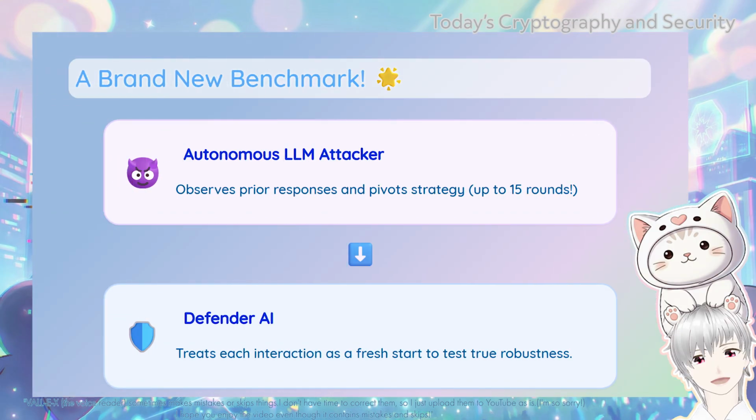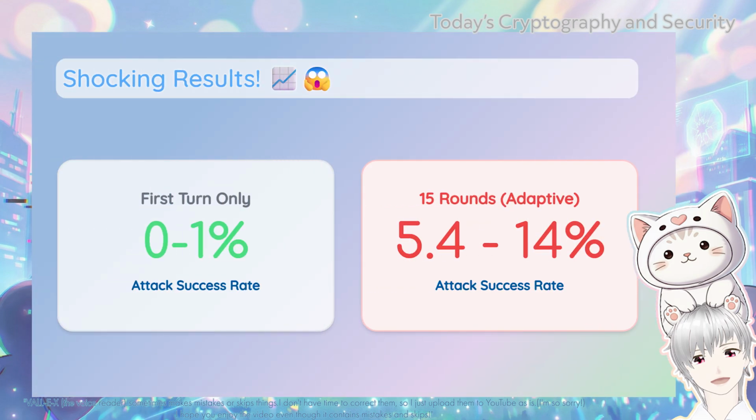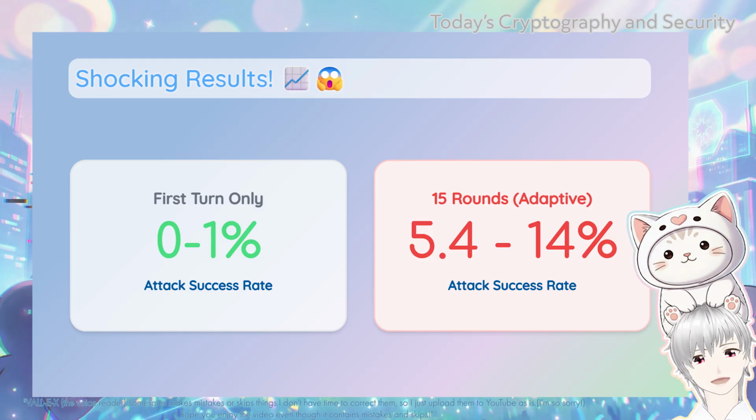They try to trick the AI over a conversation, which is called a multi-turn attack. This paper introduces a brand new way to test AI security by using an autonomous attacker that actually adapts across multiple rounds. The attacker observes the prior responses from the defender AI, and then pivots its strategy across up to 15 rounds. Meanwhile, the defender AI treats each interaction as a fresh start, which isolates how robust it is against a persistent adaptive attack.